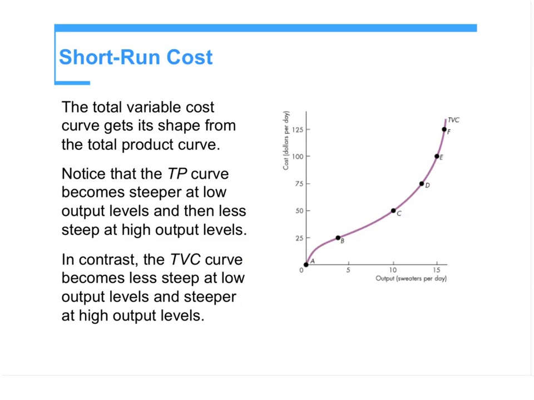In contrast, the total variable cost becomes less steep at low output levels and much steeper at high output levels. These are in opposite directions. The total product curve is steeper at low output, but less steep at the higher levels. But for variable cost it is the opposite way.